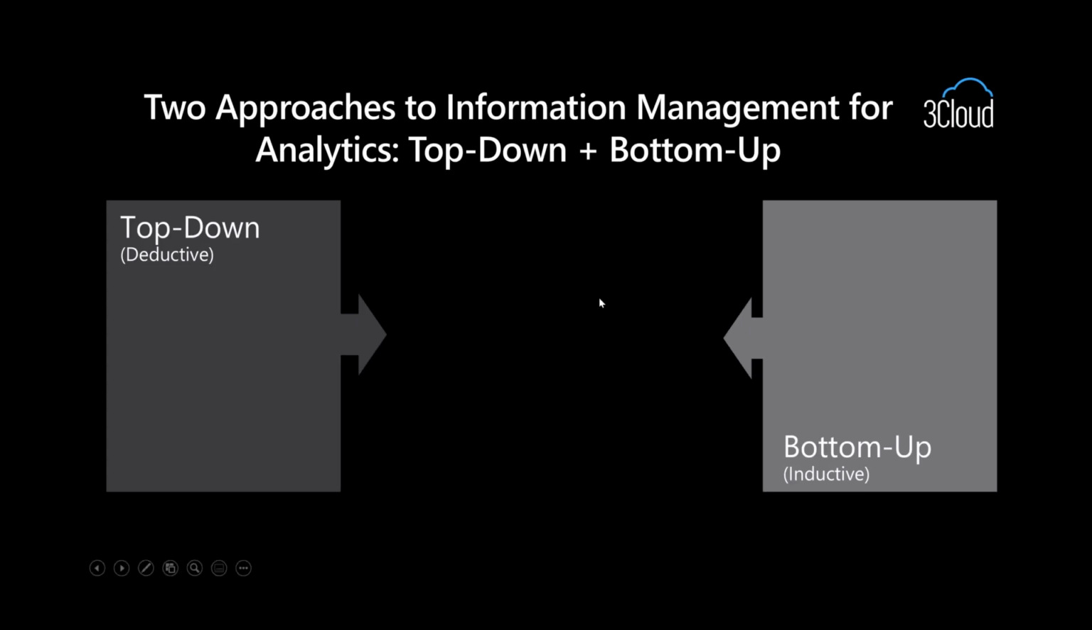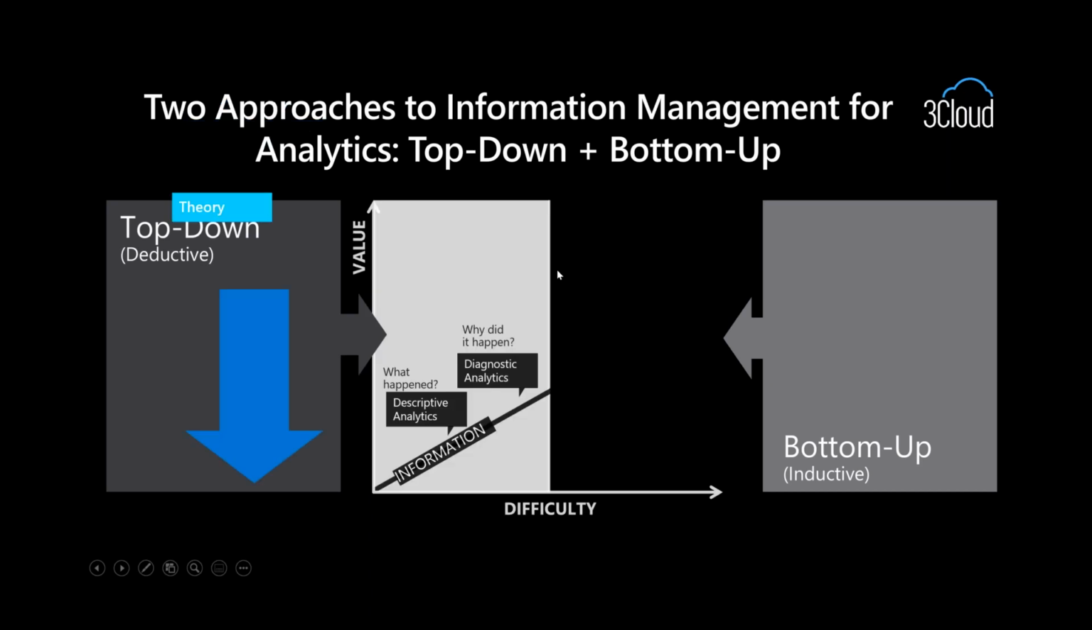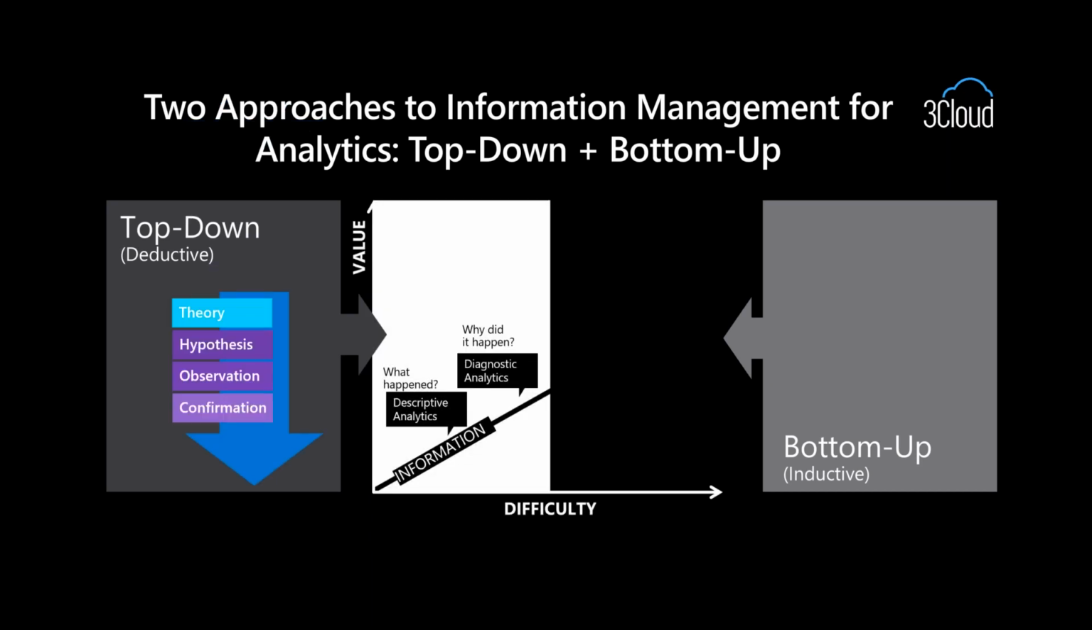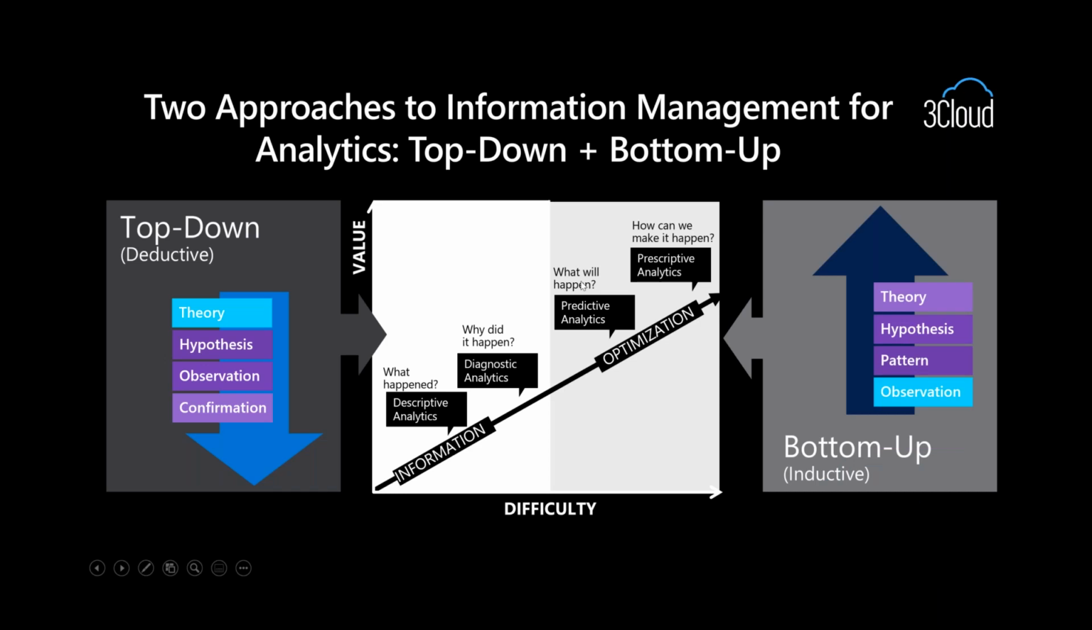When we get into the information management styles, we're going from a top-down approach of data warehouses of days of yore to the bottom-up approach of using a data lake and whatnot. So the top-down approach is we get this theory, we do the hypothesis, the observation, confirmation, and then you'll notice on the next little area we're starting to do descriptive analytics and diagnostic analytics. What happened and when? Why did it happen? And then you see the difficulty starts rising along with it. What will happen? So we're in predictive analytics and then ultimately prescriptive analytics. So it starts to become this sort of picture.